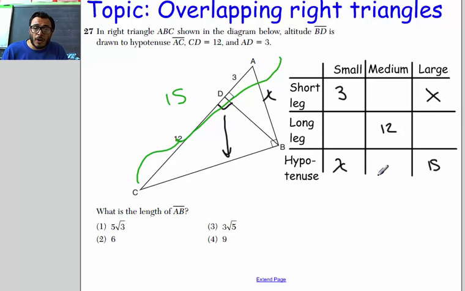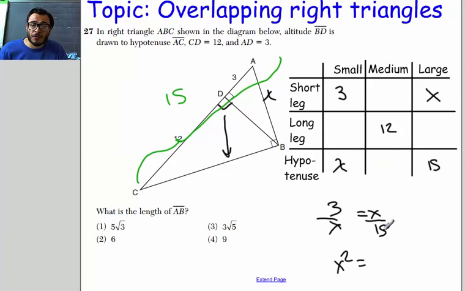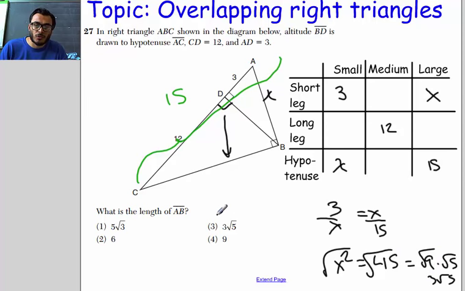All right, now from this chart, these are going to give me a proportion. So I can write 3 over X equals X over 15. That's exactly what I'll write: 3 over X equals X over 15. I can do that because these are all corresponding sides. So I get X squared equals 15 times 3, which is 45. Now I have to break down 45. The square root of 45 can also be rewritten as radical 9 times radical 5. Radical 9 is 3, so I get 3 radical 5. The answer is choice 3.